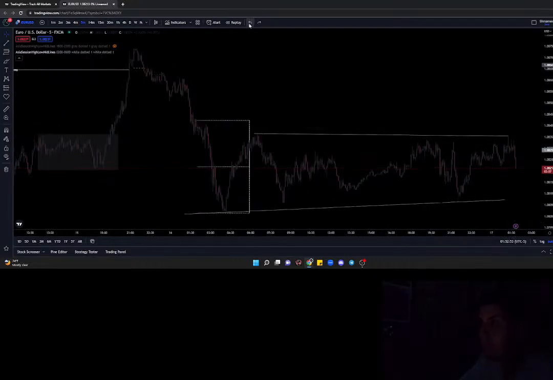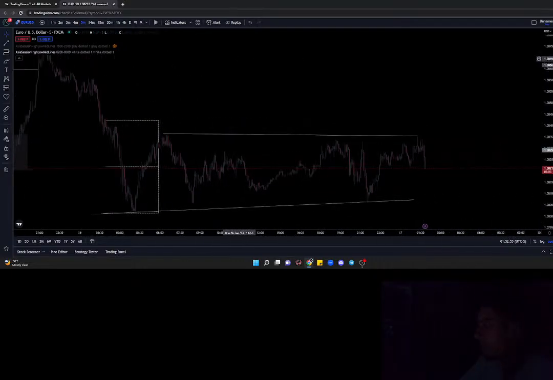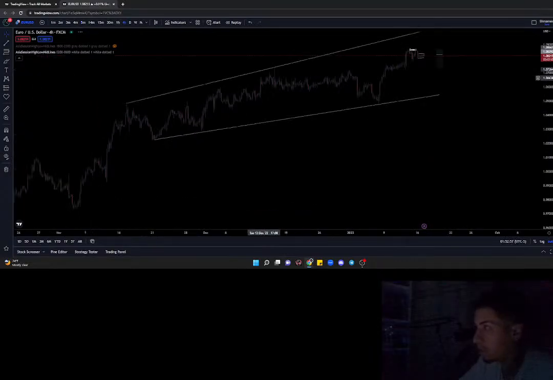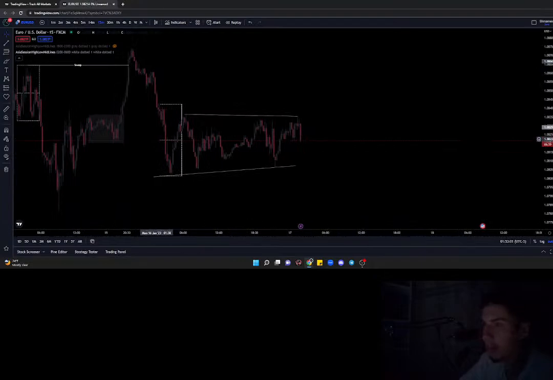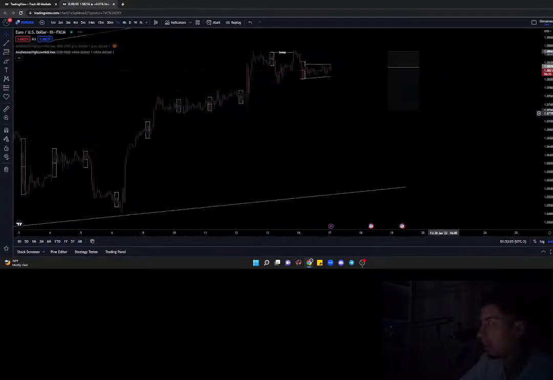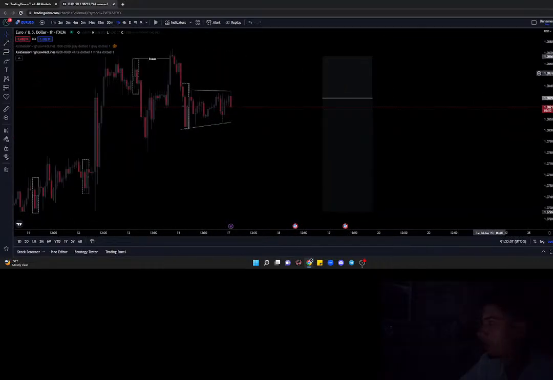Which pair is that? It's EURUSD. You guys can't see my screen at all? If you guys can't see it, then I'll just change back to white. But let me know what you guys think. If it goes to change back to white, I can. I could just save this chart right here.